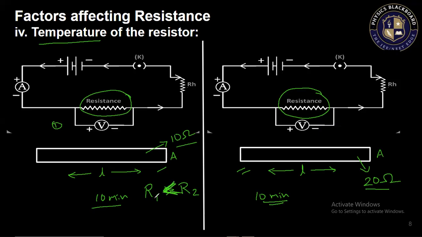Now you can see that after 10 minutes, if you observe the temperature of resistor 1 and the temperature of resistor 2, the temperature of the second resistor will be greater than the temperature of the first resistor. That is, the temperature of the first resistor is less than the temperature of the second resistor. Reason is its resistance is large.